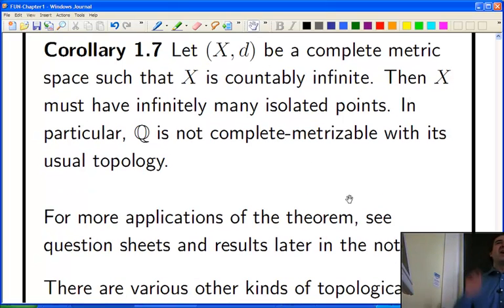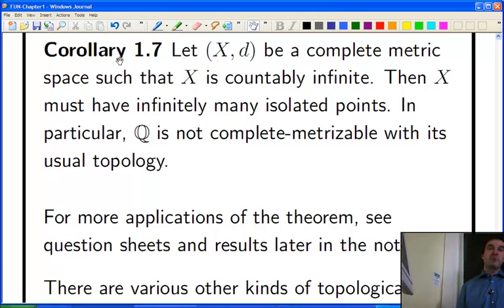Of course, if you have a finite metric space, then all of its points have to be isolated. And if you have an empty metric space, then all of its points are isolated, but it's not very interesting because they haven't got any. But if you want to insist you've got infinitely many isolated points, then you'd need an infinite space in the first place. So that's why you do this one.